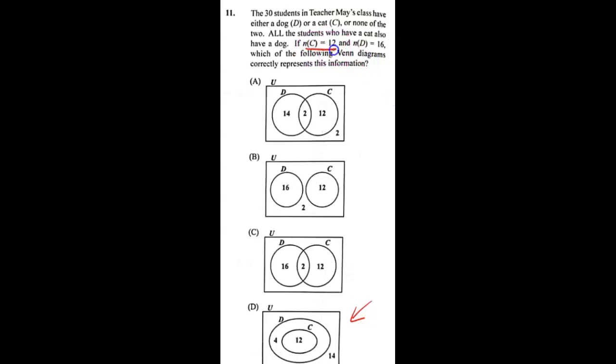If 12 people have a cat, which is represented here, and 16 people have dogs, right? Then it's also represented there, because that means that we will have to make the difference, right? 16 minus 12 will be 4, right? Then it means that the outside value will be 14. And how did we get this 14 out here? It's because it's 30 in all. So this whole circle here will really represent 16. So 30 minus 16 will give me the 14. So the answer for number 11 is D.